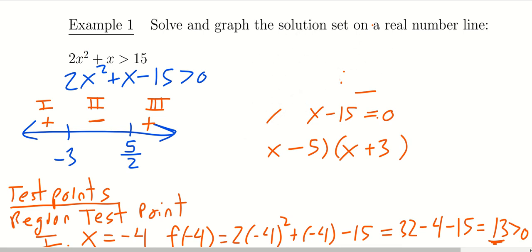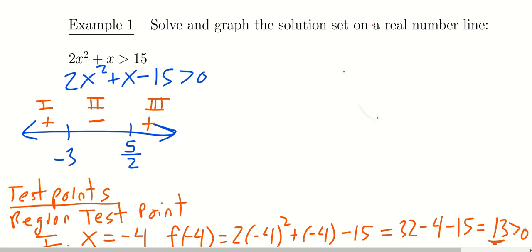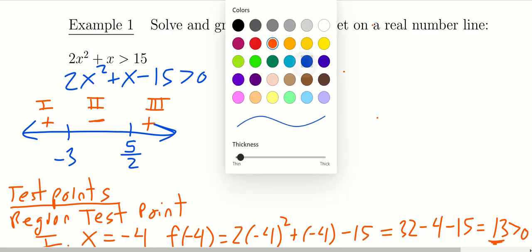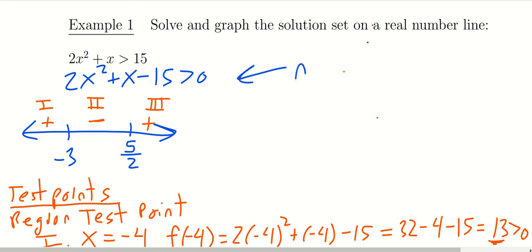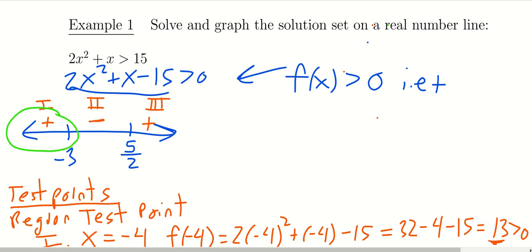To determine the solution set, we need to look at which direction the inequality is facing. So coming back to the beginning, notice that we set f of x equal to this thing. So we're looking for the solutions where f of x is going to be greater than 0, i.e. we need the intervals where it's going to be positive. The function f is positive on this interval here, region 1, and it's positive on region 3 as well.